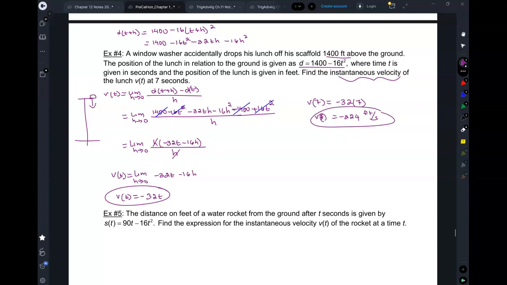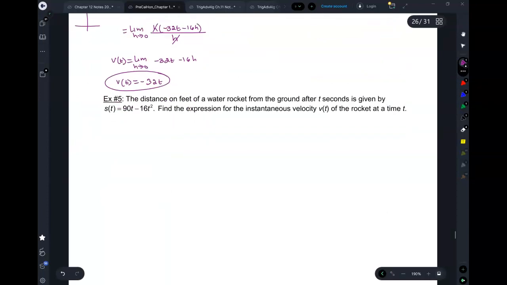Absolutely. Yep, okay. All right, so let's do this one. Similar.